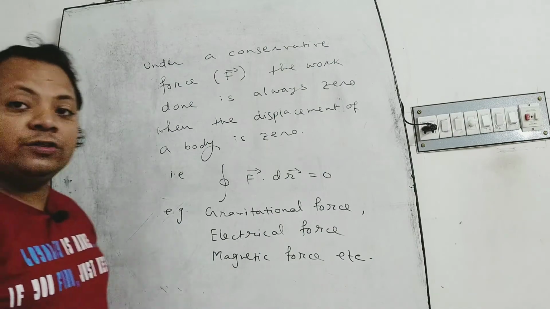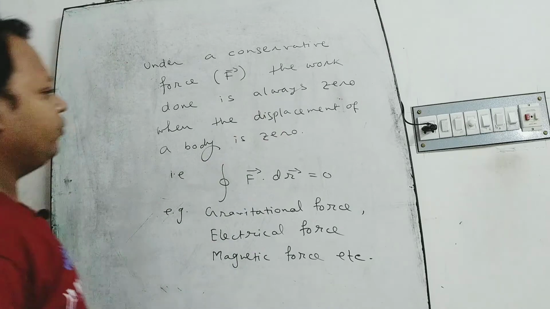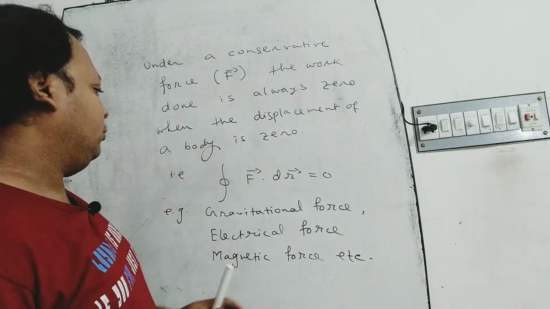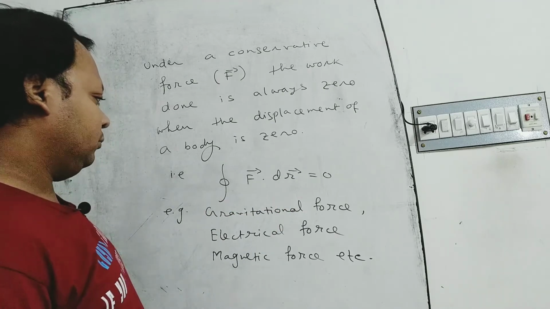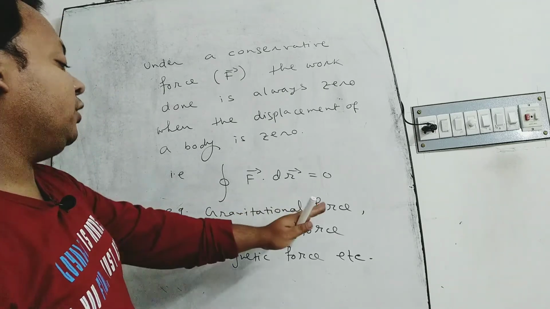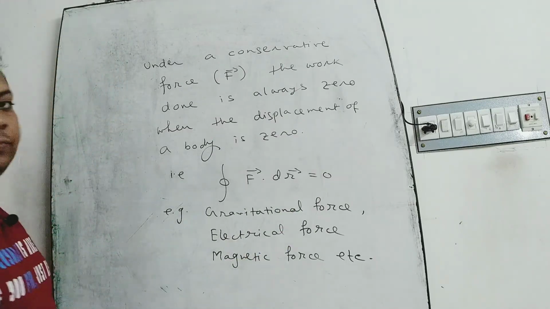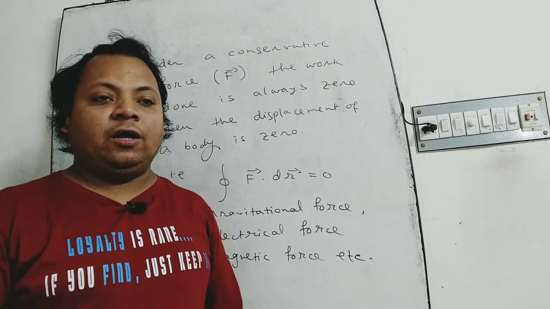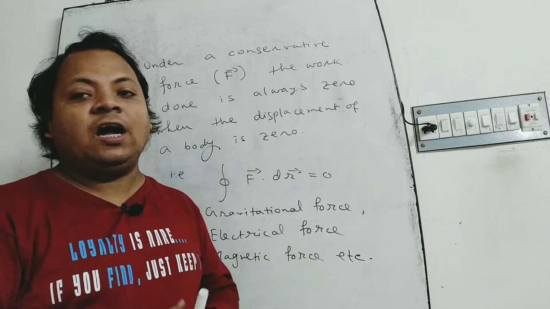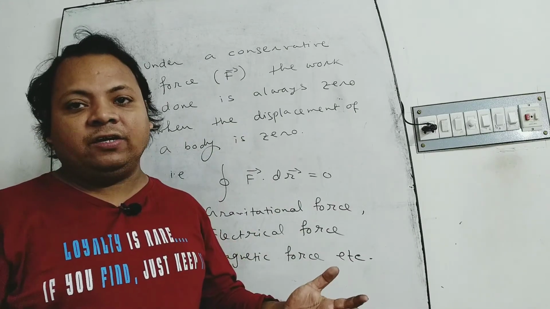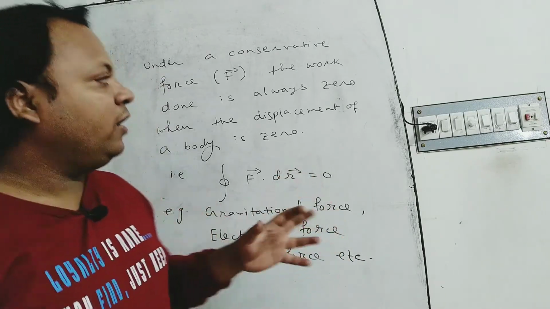Under a conservative force F, the work done is always zero when the displacement of the body is zero. That is, the closed integration of F dot dr is equal to 0. Examples: gravitational force, electrical force, magnetic force, etc. That is, when a body moves in a circular path inside a gravitational field or a magnetic field or an electrical field, then the work done becomes zero.